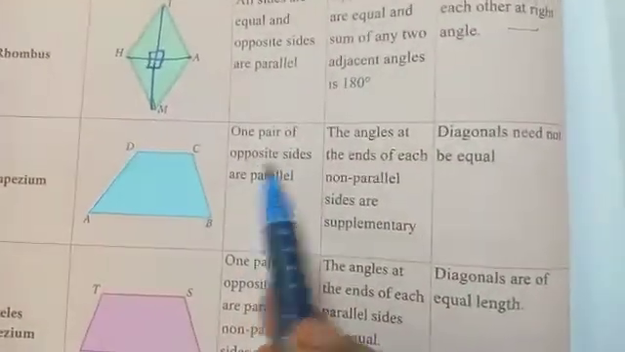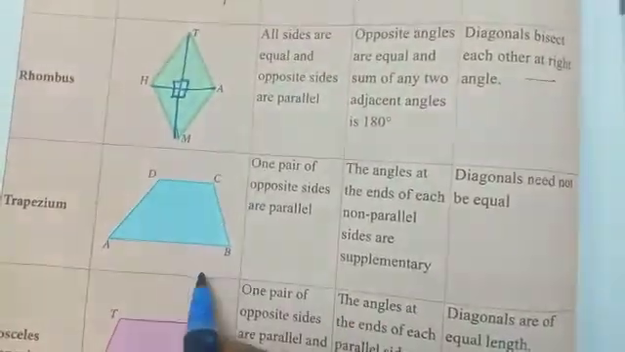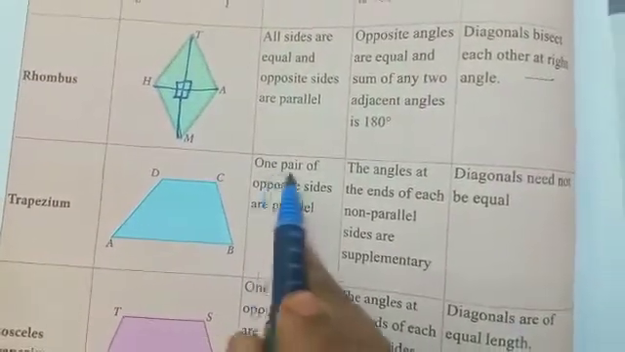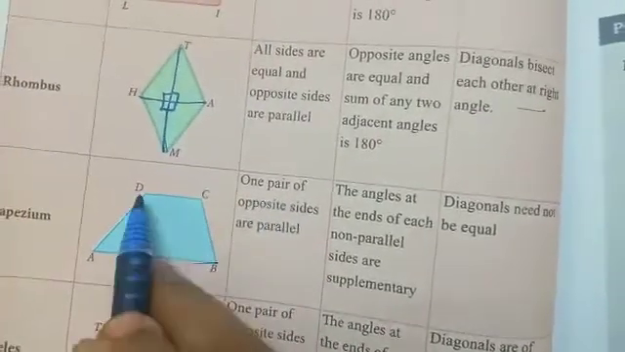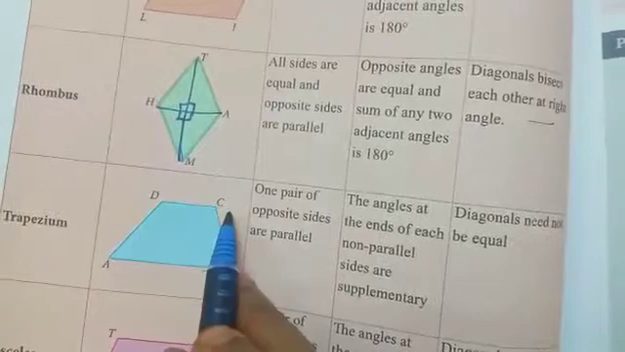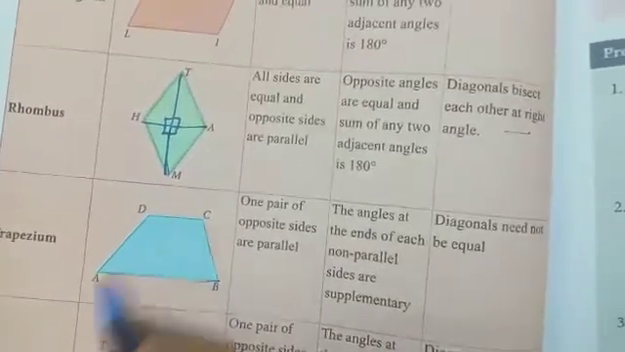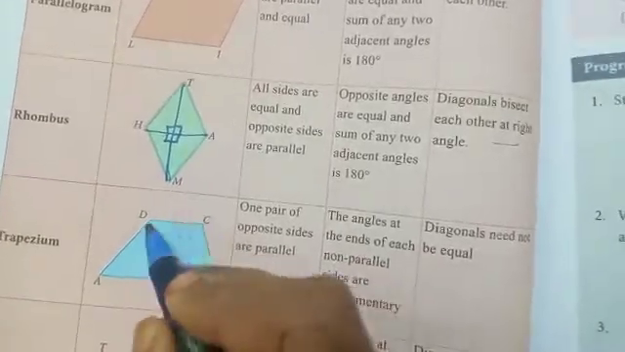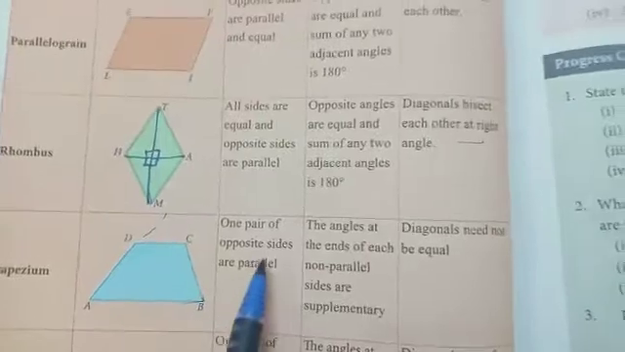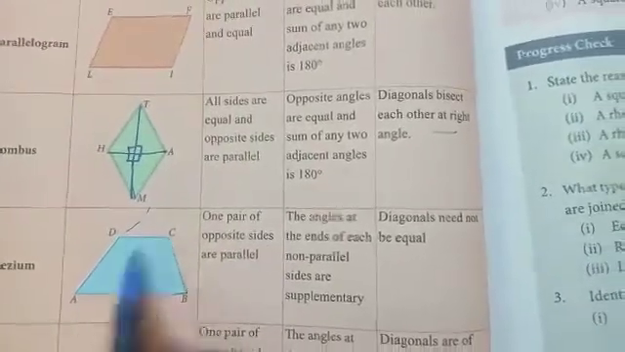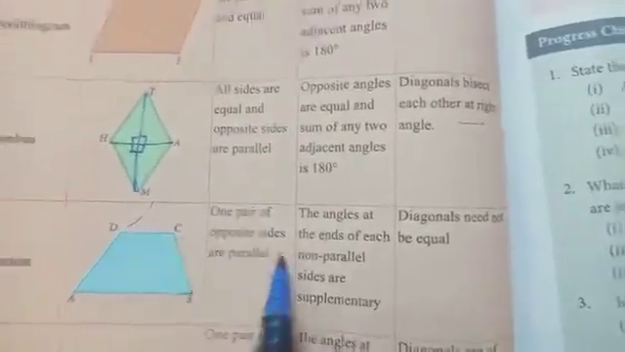Next, trapezium. One pair of opposite sides is parallel. This is a trapezium. Only one pair of opposite sides. See here, AB and CD. This AB and CD are parallel. Then AD and BC are not parallel. Suppose we extend the sides like this, we get a triangle. So we have only one pair of parallel opposite sides, AB and CD.